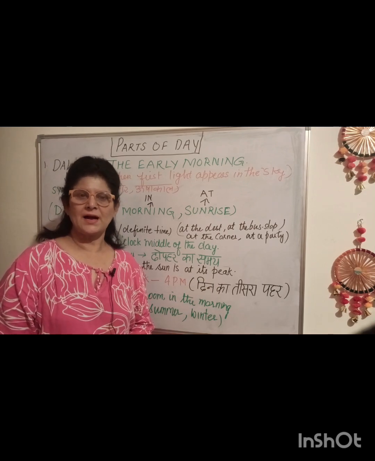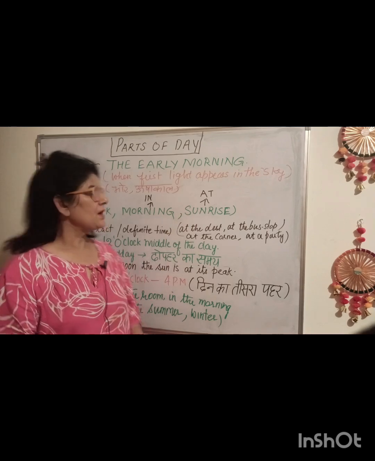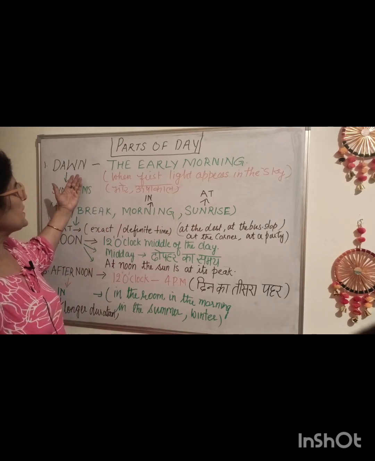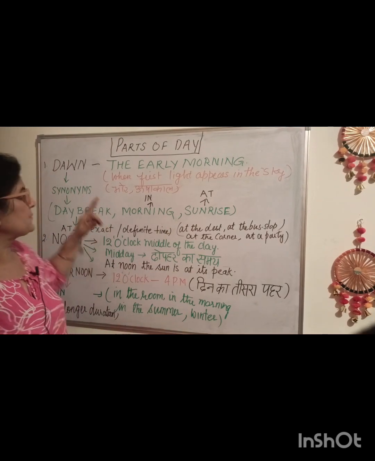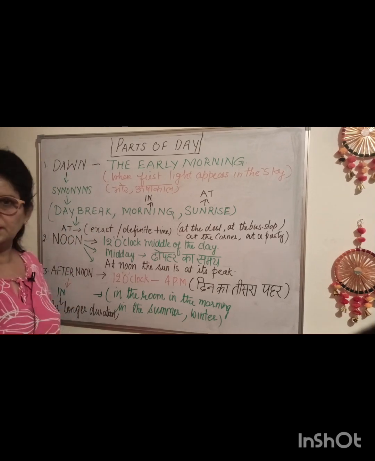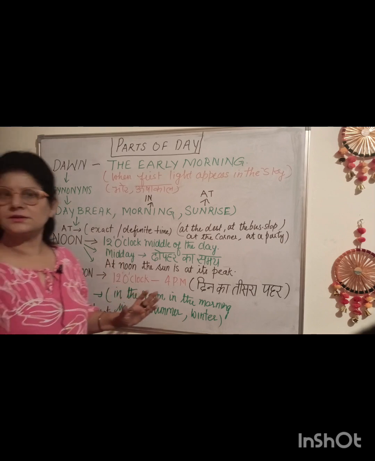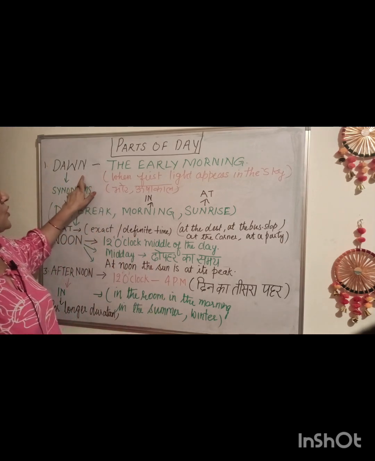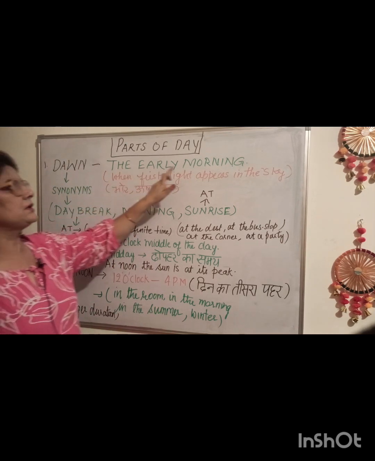So आइए पढ़ते हैं parts of the day. Parts of the day हमारा divided है 4 parts में: dawn, daybreak, noon, afternoon, then evening. Now let's study the time period. Now what is dawn actually? Dawn is the early morning.